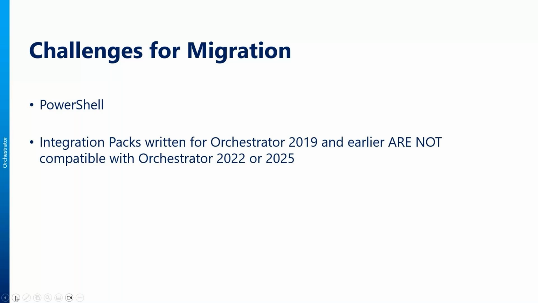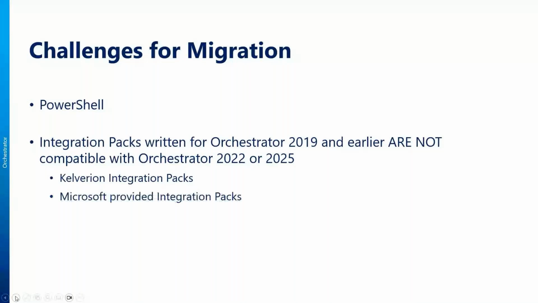The other challenge you've got is integration packs. No integration packs written for Orchestrator 2019 or earlier are compatible with Orchestrator 2022 or 2025, because they were written for a 32-bit application and they will not work in the modern 2025 or 2022 platforms because they are 64-bit. So that means Kelverion integrations. If you use Kelverion products, then I'm pleased to say that all of our Orchestrator IPs have been migrated to 2022 and 2025 and will work in these new environments.